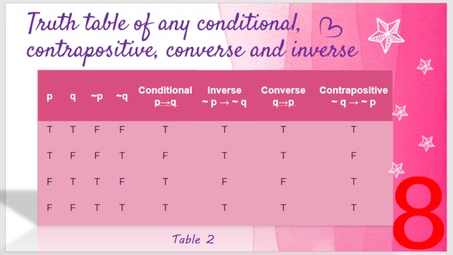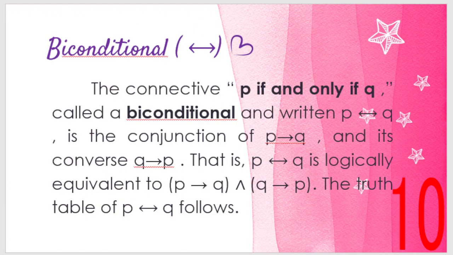Let's proceed to biconditional. So, what is the biconditional? The connective P if and only if Q is called biconditional. It is the conjunction of P implies Q and its converse, Q implies P. That is, P if and only if Q is logically equivalent to P implies Q and Q implies P.